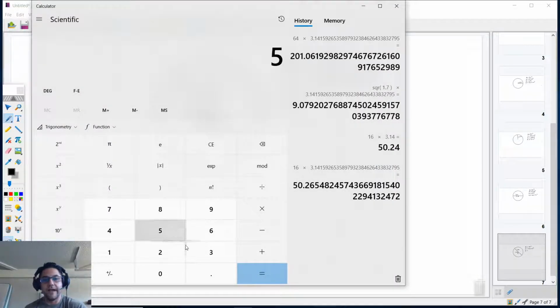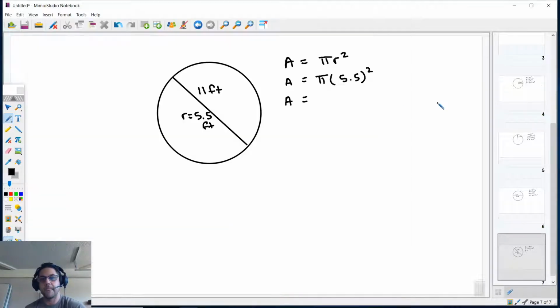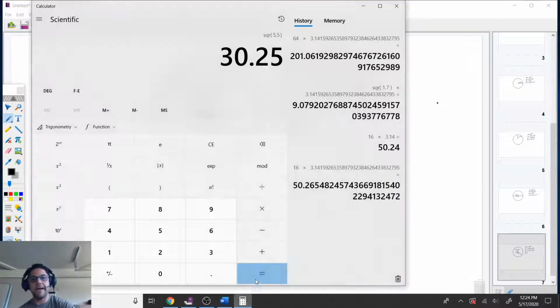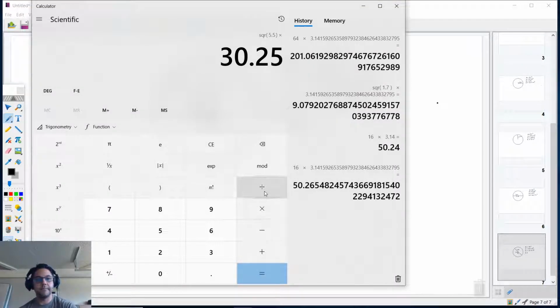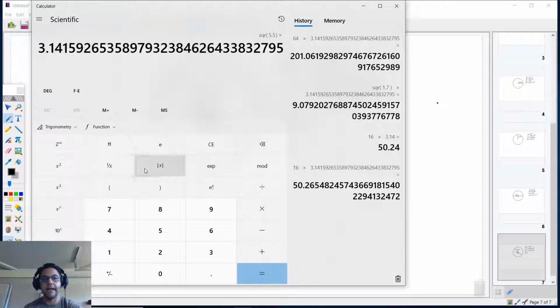All right, so we're going to do 5.5 and squared. Hey, not too bad. 30.25, right? So we've got 30.25 with the pi symbol. All right, go ahead and multiply that by your pi button. So we're going to do times pi equal sign.